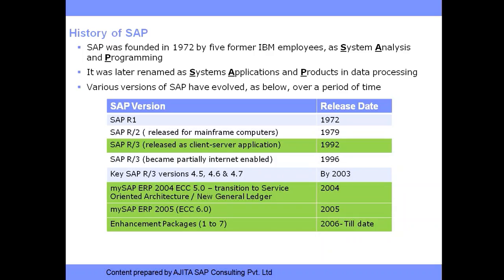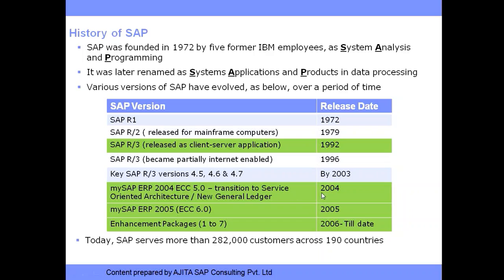So in 1972, since SAP was founded, SAP came up with SAP R/1. Then in 1979, SAP R/2 came, which was released for mainframe computers. In 1992, SAP came up with R/3, which was released as a client-server application. And in 1996, SAP R/3 became partially internet-enabled. So from 1972 to 1992, it was not internet-enabled, but in 1996, it became partially internet-enabled. And by 2003, key SAP R/3 versions were 4.5, 4.6C, and 4.7.